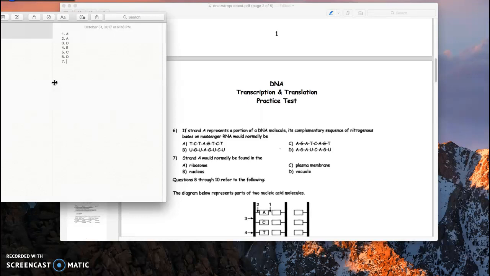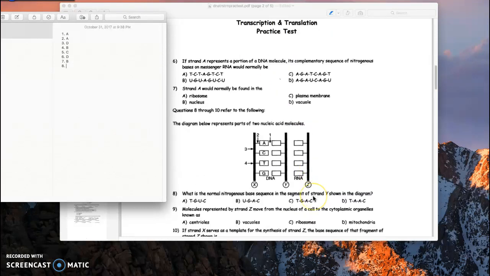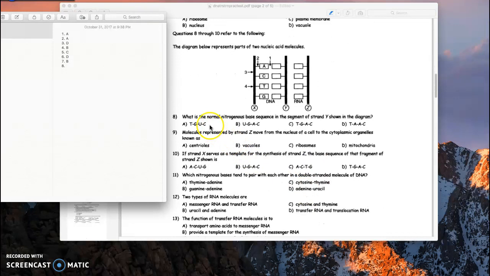Strand A would normally be found in the nucleus. We know that strand A is DNA, so we know that strand A must be found in the nucleus. So question 8: the normal nitrogenous base sequence, when we go from X to Y, we're going from DNA to DNA. So A pairs with T, C pairs with G, T pairs with A, G pairs with C. So that is going to be T, G, A, C. So our answer is going to be C for number 8.